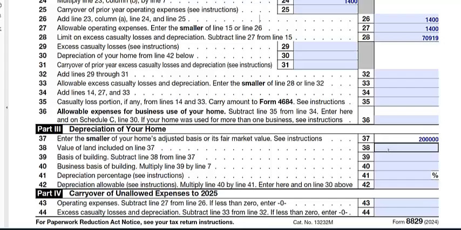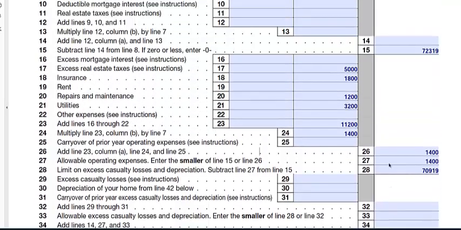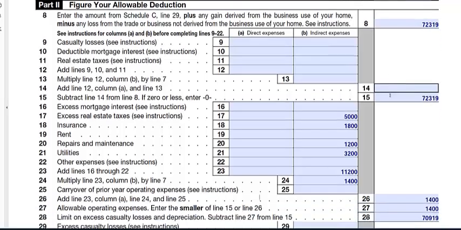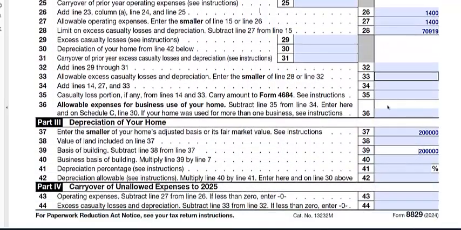There was no value of the land included, so our basis that we're going to be working with for the depreciation is $200,000. The business basis is we're going to multiply line 39 times line 7, that was the 12.5%. So 200,000 times 12.5% equals 25,000.